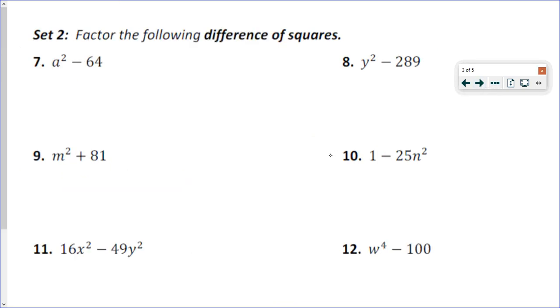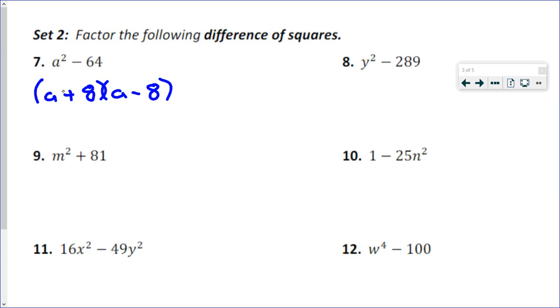So the next set of examples we're going to do are difference of squares. So difference of squares always involves subtraction, and the two terms here are perfect squares. So you're just going to take the square root of each of these, and your answer will look like this. So the square root of a squared is a. The square root of 64 is 8. So I'm going to write that twice, and one of these is going to be plus, and one of them is going to be minus.